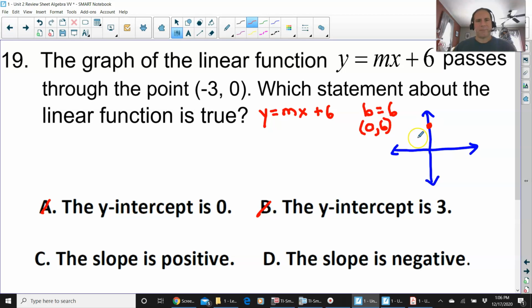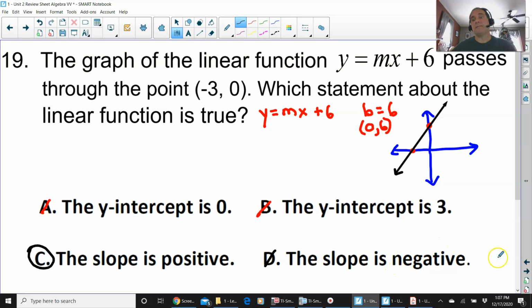Right there. They give you this, (-3, 0). It's right here. Okay? I'm going to draw a line connecting those 2 points. And you tell me what you see, a positive or a negative slope. Negative slope? Nope, that is going up from left to right. C is your answer. That is it.